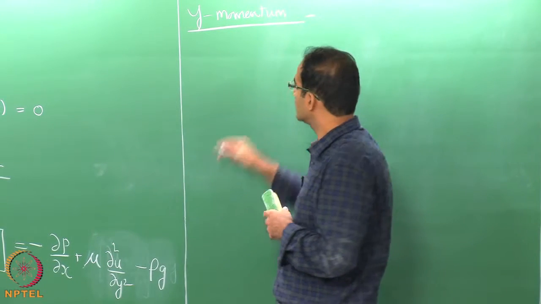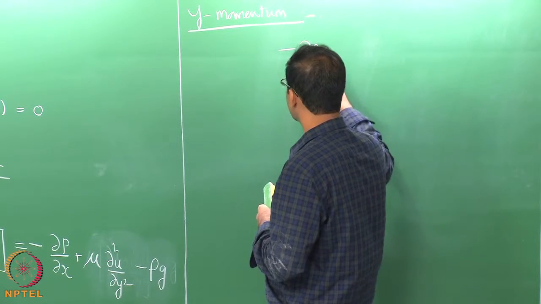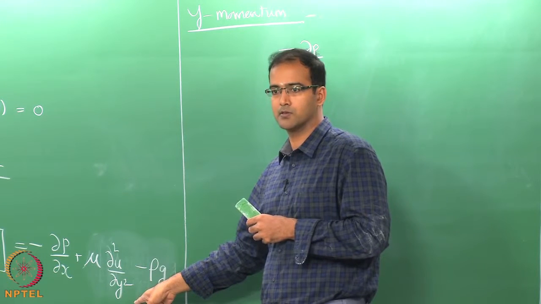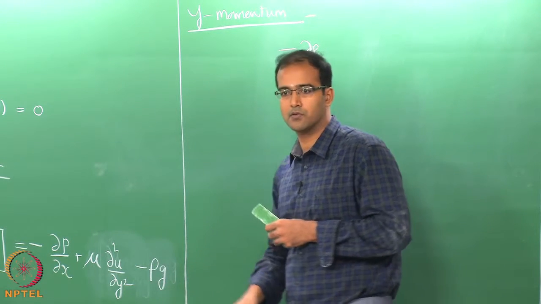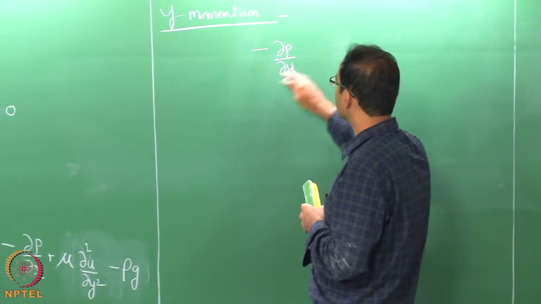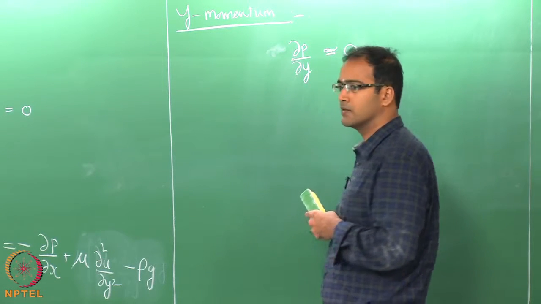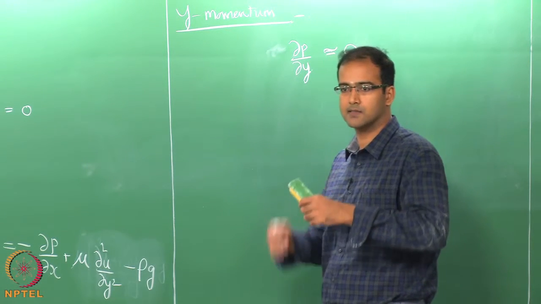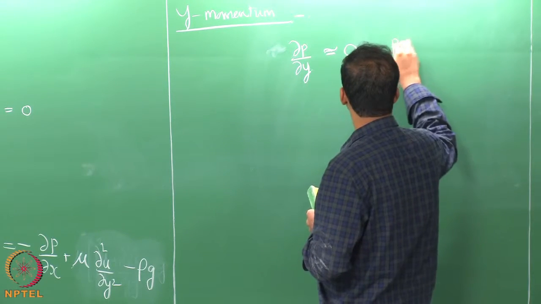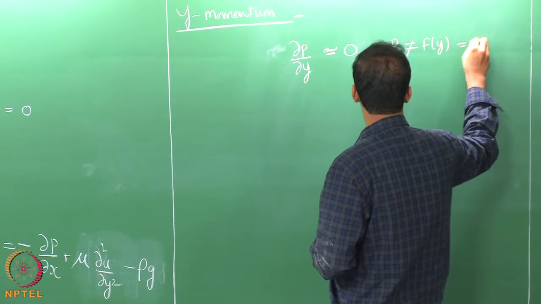On the right hand side you will have the pressure gradient term dP/dy. There is no diffusion of the v momentum also, and there is no body force in the y direction. So, essentially dP/dy is approximately 0, the others are very small, so we can approximate it to 0. That means P is not a function of y, that means P is a constant along y.